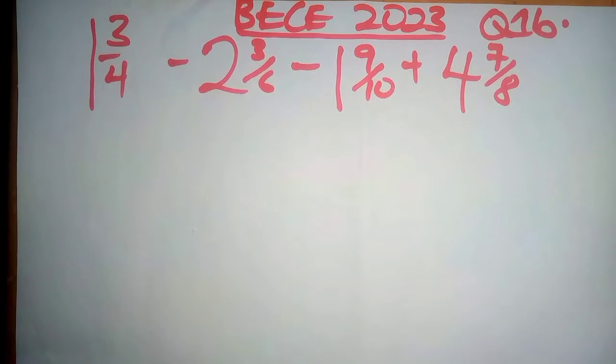Now we have a fraction over here. This is BC 2023 question 1b. So now let's look at how to go about this question. We have a fraction, and as you can see we have mixed fractions over here. The first thing for us to do is to change from mixed fractions to improper fractions.